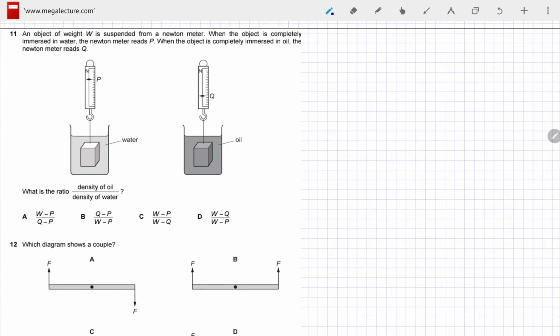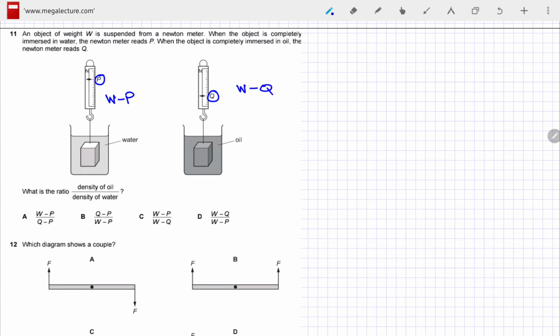Question number 11: we have an object of weight W suspended from a Newton meter. When the object is completely immersed in water, the Newton meter reads P, and when it's completely immersed in oil, it reads Q. So we know the Newton meter measures the upthrust force. For the first diagram, the upthrust force will be equal to W minus P, and for the second diagram on the right hand side, it would be W minus Q.